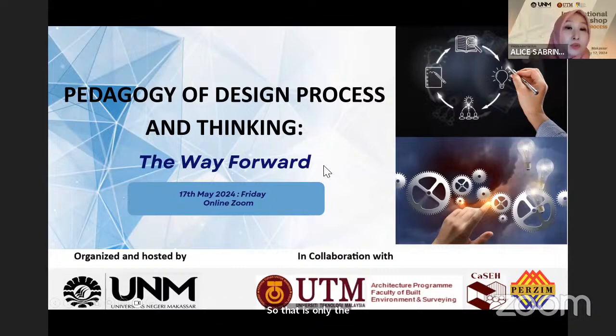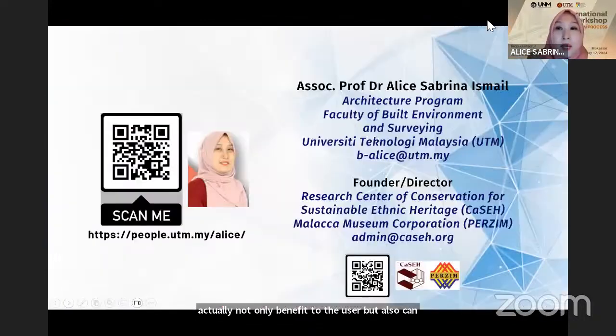And we'll be looking also in the sense of proposition. How do we actually bring the idea of design process and thinking into formulating some new outcome that not only benefits the user, but also can contribute to the development of the society. All right. So this is me. Just a quick recap.